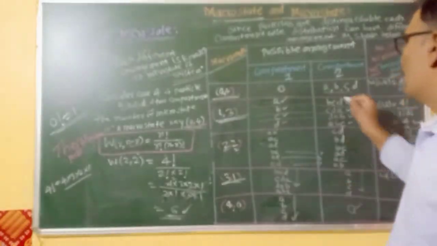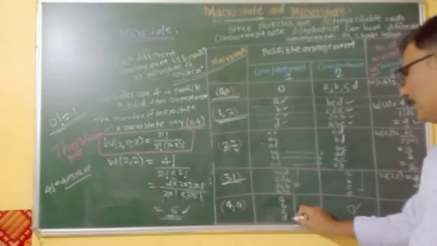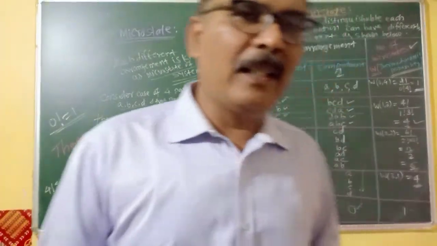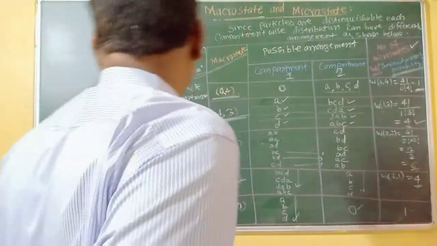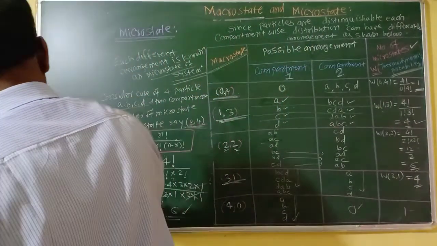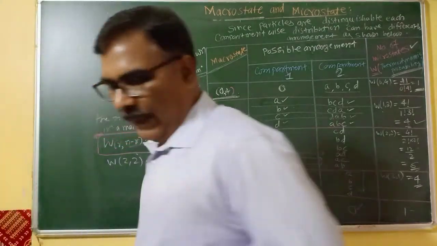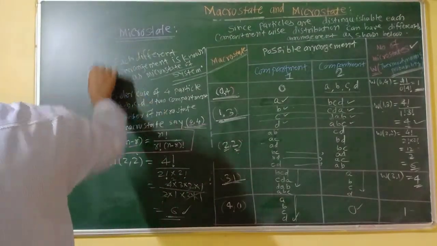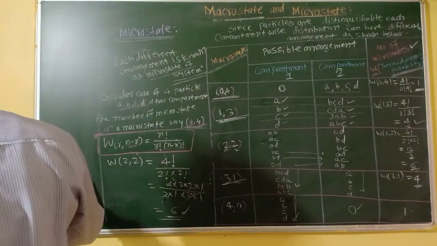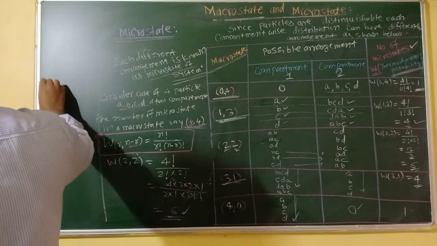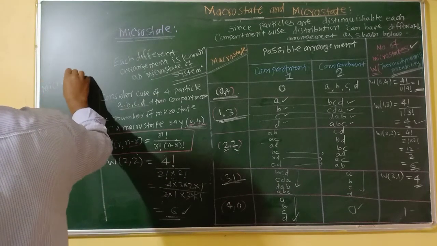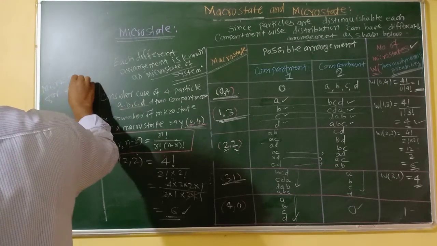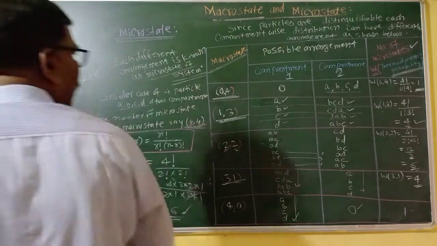And again 4 0 के लिए probability क्या है? 1. यहाँ पे भी क्या आएगा? 1. Now for 4 particle, what is the thermodynamic probability? Let us see here. Number of macrostate for 4 particles we have to consider. First of all, that is microstate for 4 particle. काउंट करो कितने हैं?